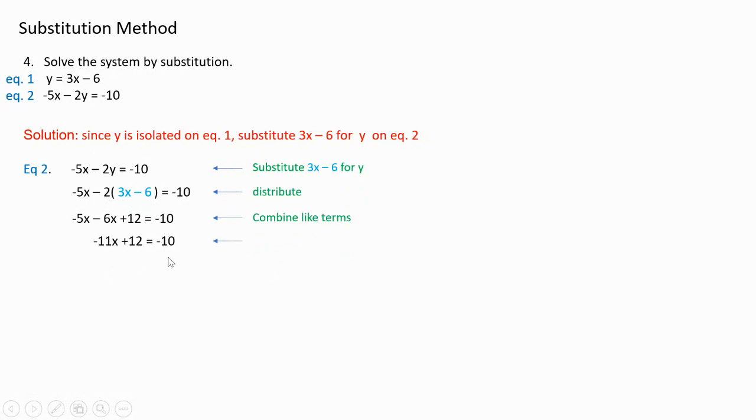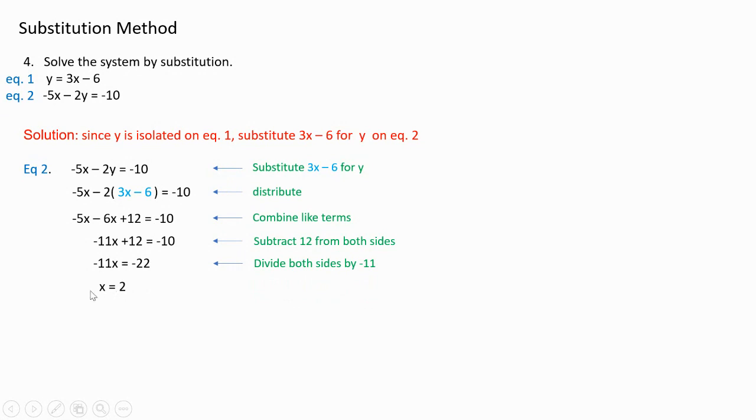Now we're going to subtract 12 from both sides, right? Because we're trying to solve for x. So negative 10 minus 12 will give us negative 22. Then we divide by negative 11. So x equals 2, right?